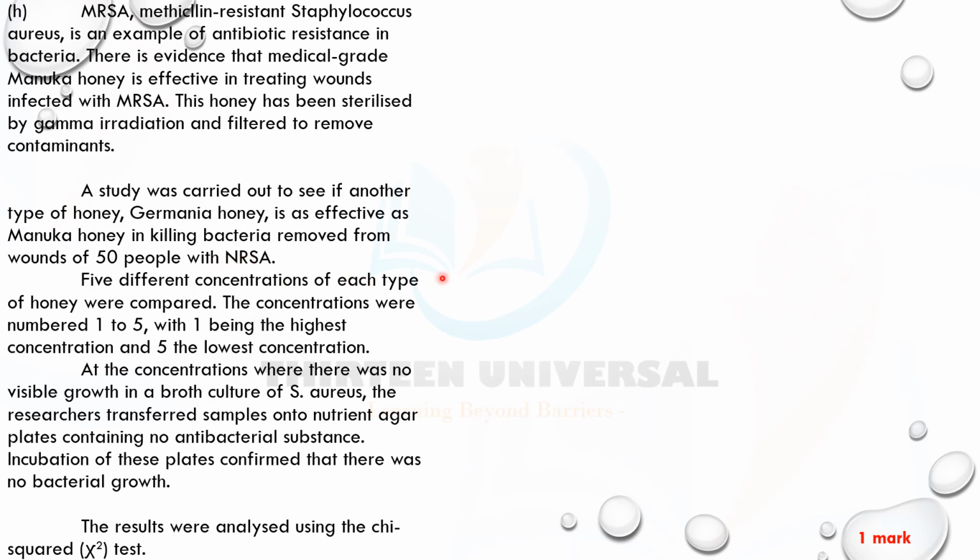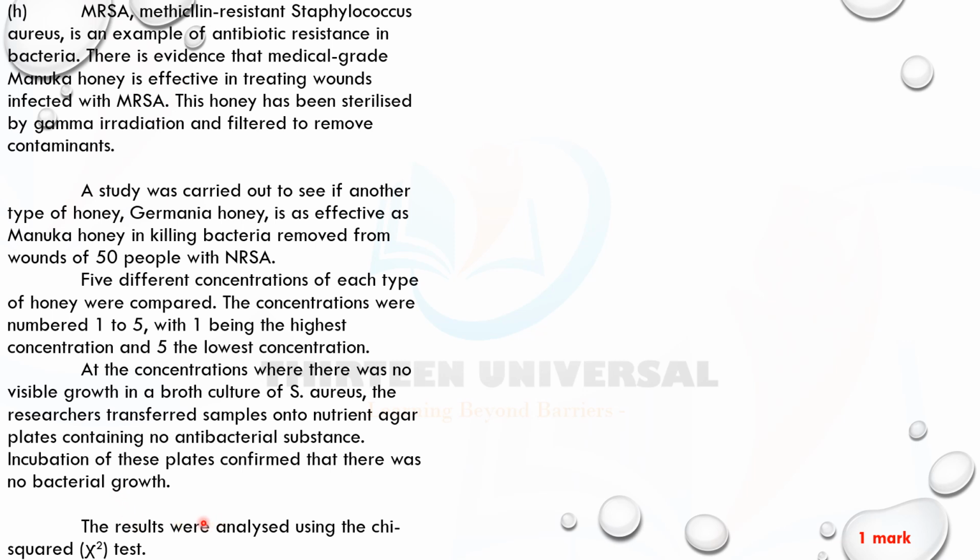5 different concentrations of each type of honey were compared. The concentrations were numbered 1 to 5, with 1 being the highest concentration and 5 the lowest concentration. That's what I'm trying to say. At the concentrations where there was no visible growth in a broth culture of S. aureus, the researchers transferred samples onto nutrient agar plates containing no antibacterial substance. Incubation of these plates confirmed that there was no bacterial growth.